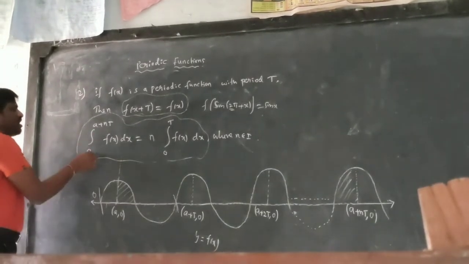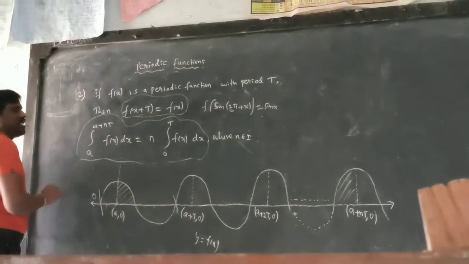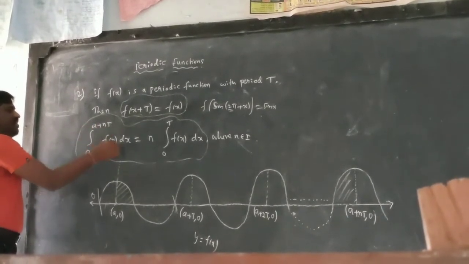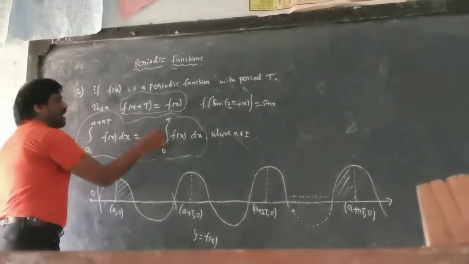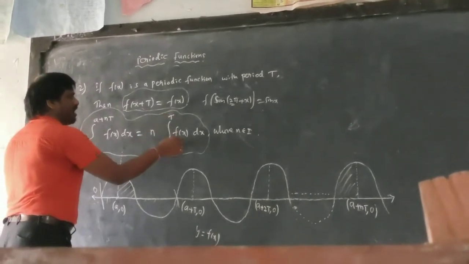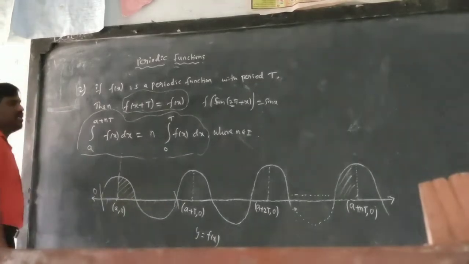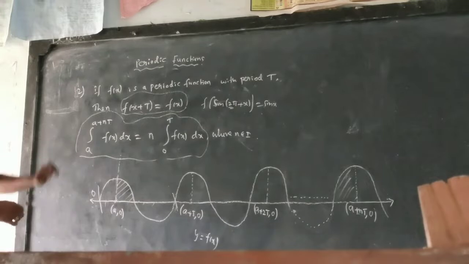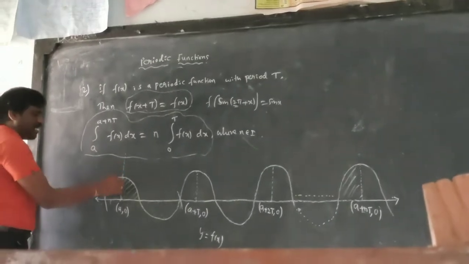Now, the integration from a to a + nT of f(x) dx can be written as n times the integration from 0 to T of f(x) dx, where n is an integer. Okay, this is the second property. How did it come about? We will understand it graphically.